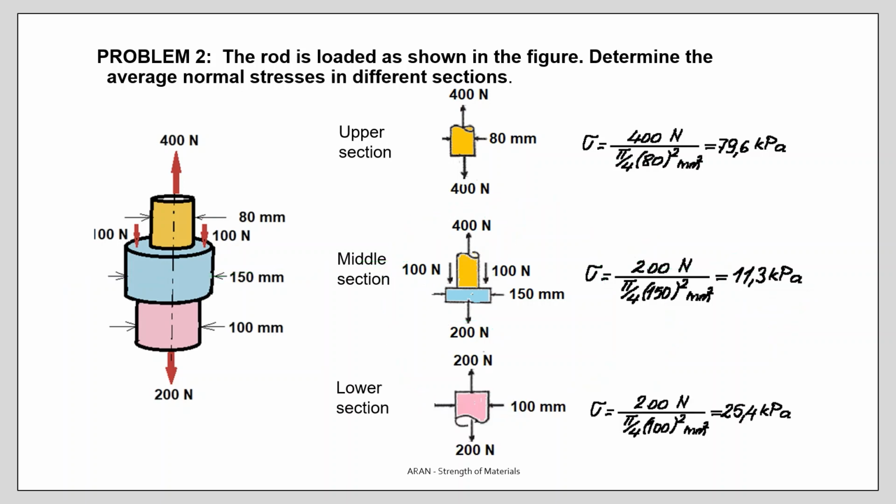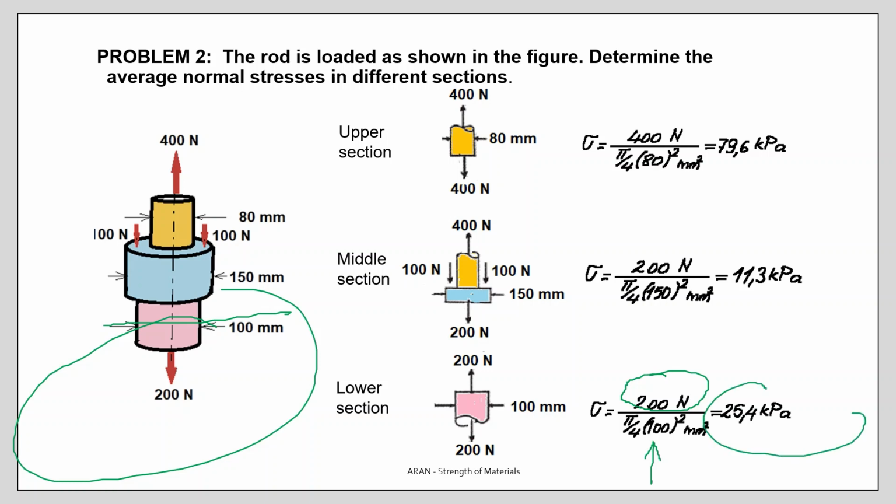The pink is here. You can take the lower parts, free body diagram, internal force, new diameter, and this is the stress in the pink region. You see, region 1, 2, and 3 have different stresses.